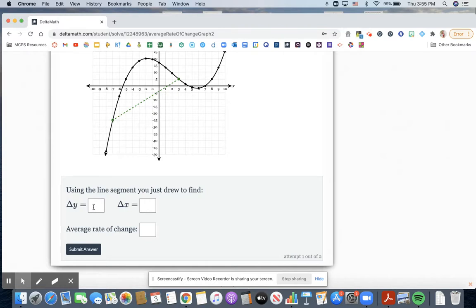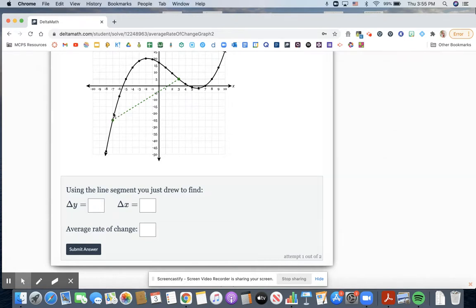So to find how y is changing, first of all, it's important to notice that between the left point and the right point, it's increasing. So I'm going to have a positive number for my change in y. Then I need to just count 1, 2, 3, 4, 5, 6. Up gets me from my first point to my second point.